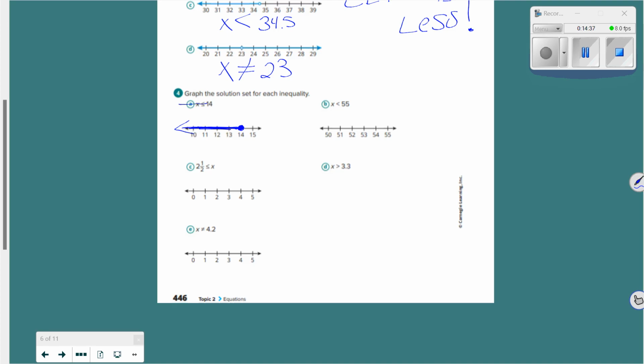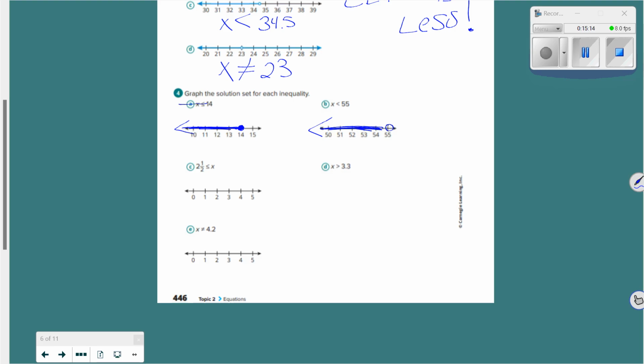B. X is less than 55. Is it an open circle or a closed circle? Open. It does not have that line under it. It does not equal 55. It has to be less than 55. It can be 53.9999999 and go on forever, as long as it doesn't get to 54. Does that make sense? And again, our less than sign is pointing us to the left.